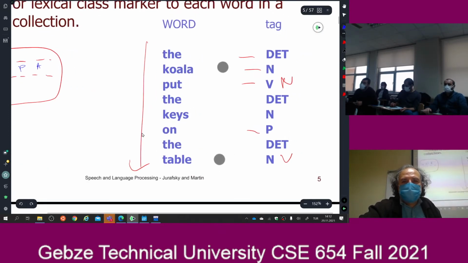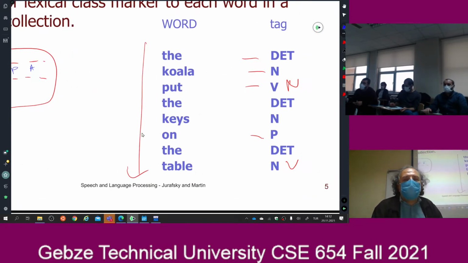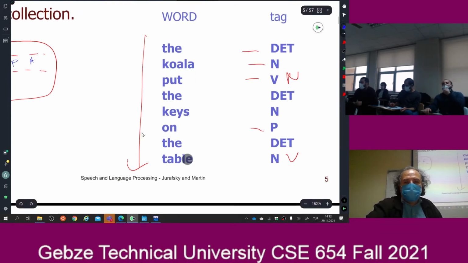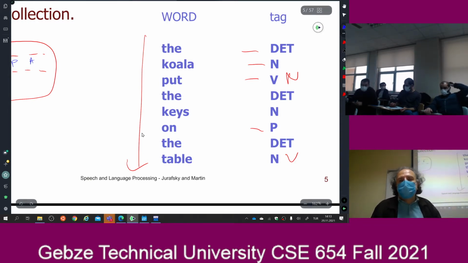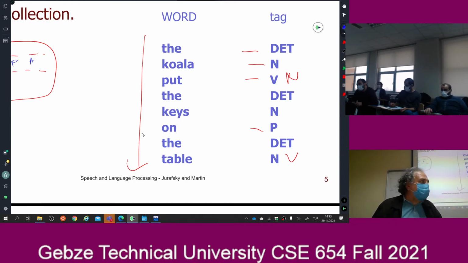So we like to assign some kind of a label for each word in a given sentence. Let's say I have this stupid sentence: the koala put the keys on the table. Okay, this is a mammal, right? So this koala is noun definitely. Put is verb, determiner, noun, preposition, determiner, noun, and this is determiner too. So I assign one class for each word. These are the part of speech classes or part of speech tags. That's the problem of part of speech tagging.